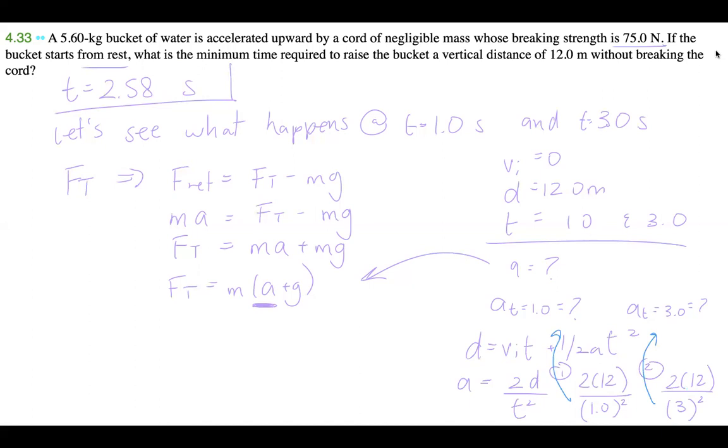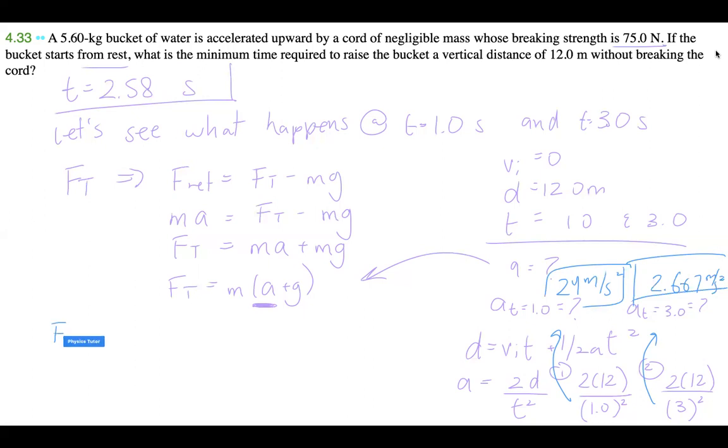2 times 12 divided by 1, that's going to be equal to 24. So acceleration is going to be 24 meters per second squared. And for the second one, it's going to be 2 times 12 divided by 9, just going to double check that, 24 divided by 9. Yep, 2.667 meters per second squared. So automatically, we can see that we need a low acceleration not to break this cord. And the faster that we raise this, the higher the acceleration is going to be, which the cord can't handle.